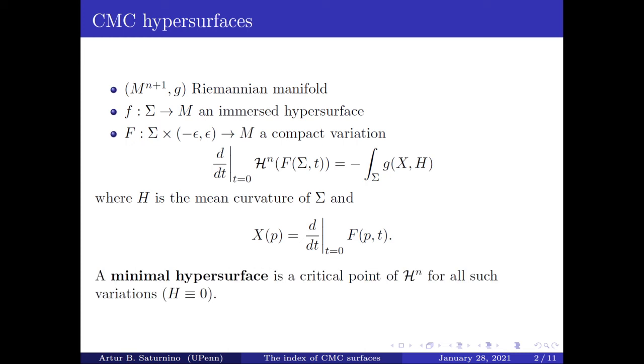This motivates the definition of minimal hypersurface. That is, a minimal hypersurface is a critical point for the area functional for any such variations. So we always need this derivative to be 0, which means by the formula that the mean curvature h has got to be 0.